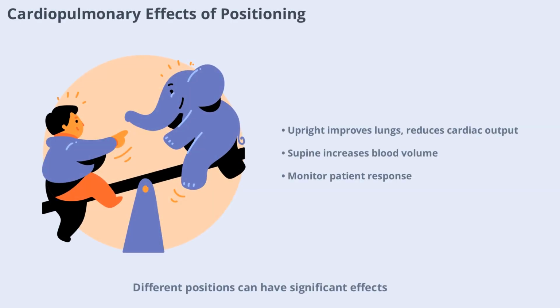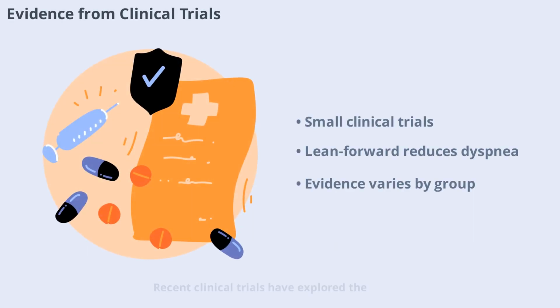Different positions can have significant effects on both the cardiovascular and pulmonary systems. For example, the upright position generally improves pulmonary function but may reduce cardiac output, while the supine or head-down positions can have the opposite effects. It's important to consider these factors and monitor each patient's response, as individuals with various pathologies may react differently to the same position. Recent clinical trials have explored the effects of positioning in various medical conditions.